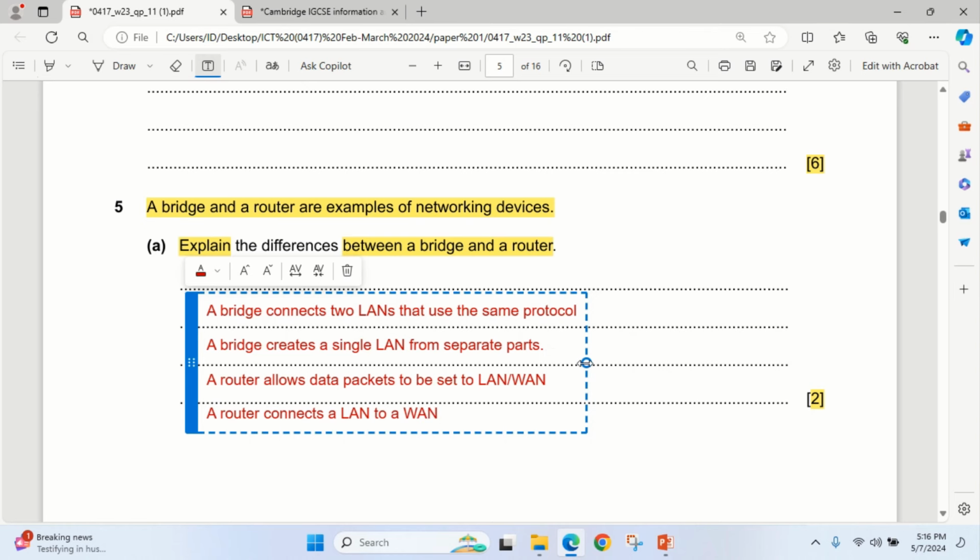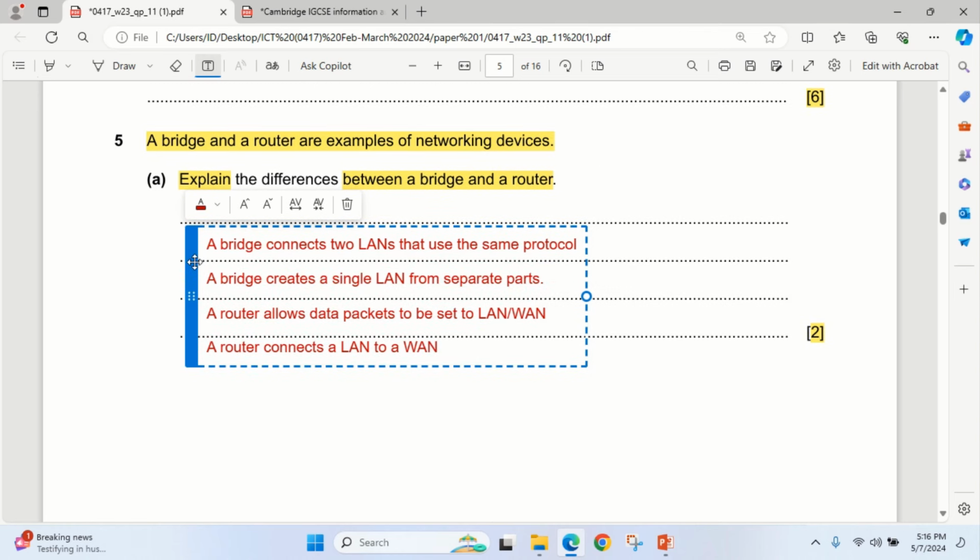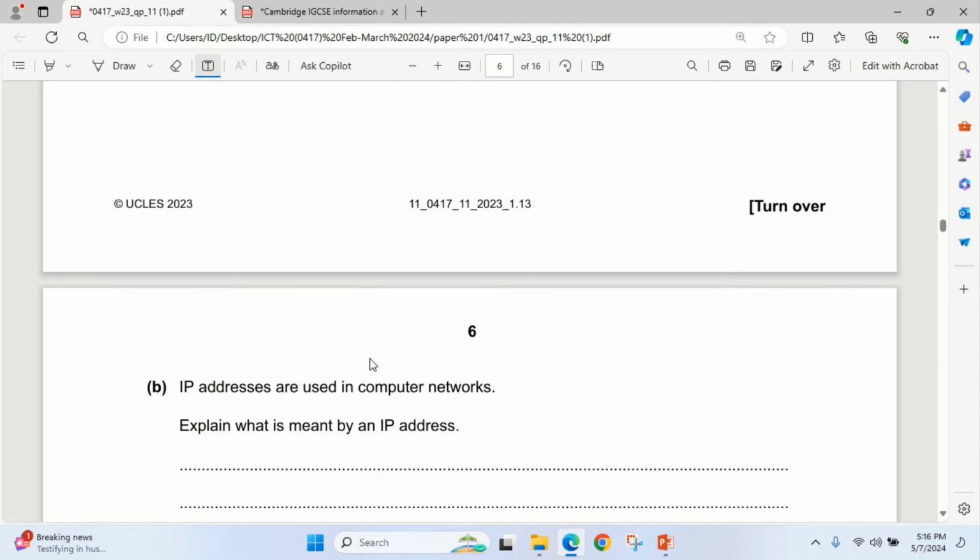Okay, take note of that. So make sure at least you talk about a bridge and a router. You pick like that and you earn the full mark. Very important. Then the next one, which is question 5b.